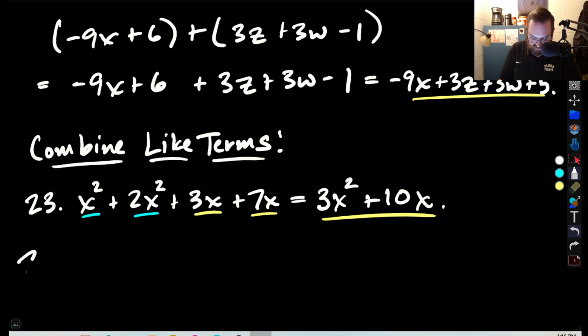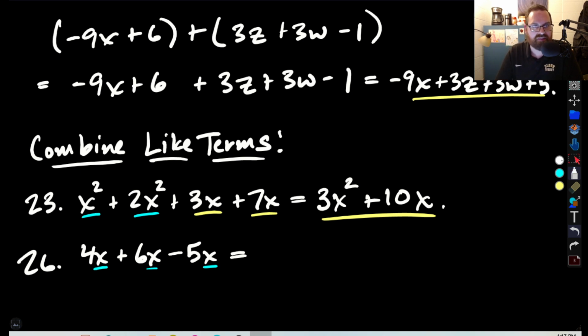Let me go ahead and do another one. So 26, I've got 4x plus 6x minus 5x, okay? Now, one thing you'll notice is that these are all the same. They all are x's. They all share exactly the same exponents. There's no difference between them at all. And so now one of the things that we can do, we just add the coefficients. So 4 plus 6 is 10. 10 minus 5 is going to be a 5. And the variable comes along for the ride. All right, let's go ahead and do another one. This is our final answer.